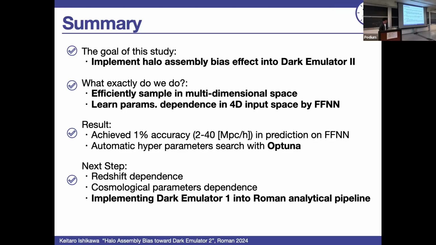And also, I've worked to implement dark emulator 1 into COCOA, which is a Roman analysis pipeline, with Tim, Elizabeth, Vivian, and Hironao. So after considering assembly bias in dark emulator 2, we replace dark emulator 1 with 2. So we can use the halo emulator to analyze Roman data. Okay, that's all. Thank you for listening.